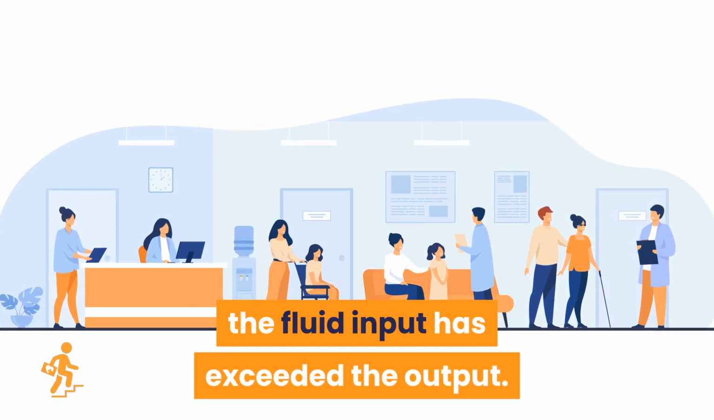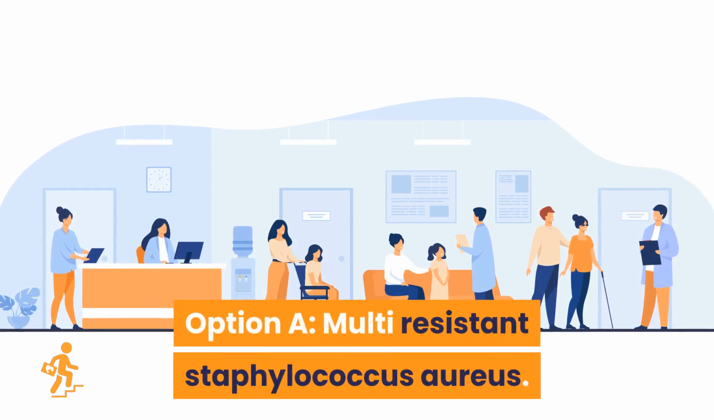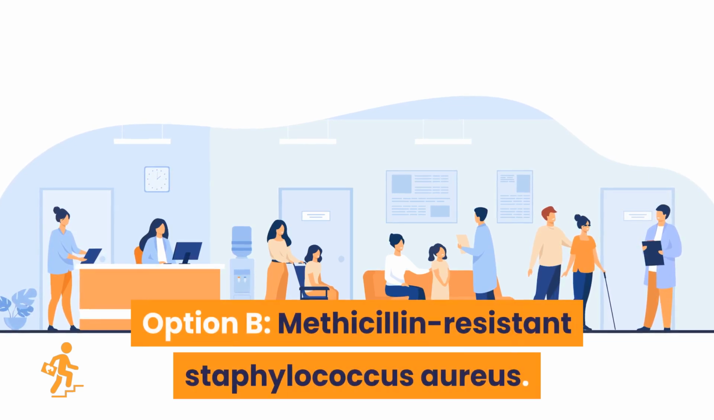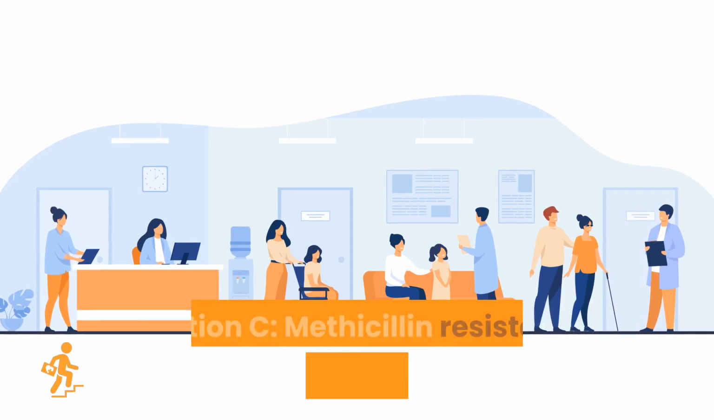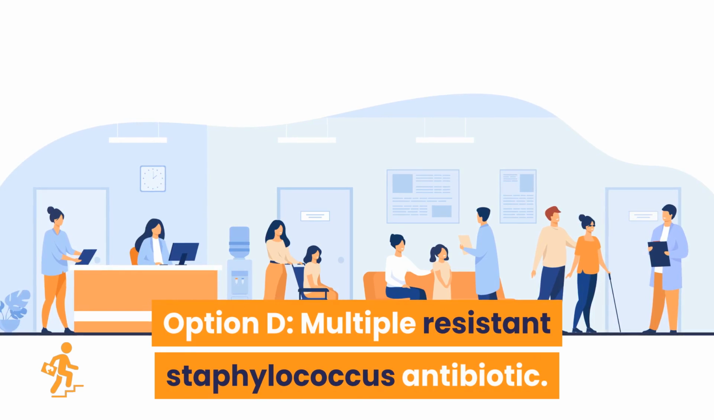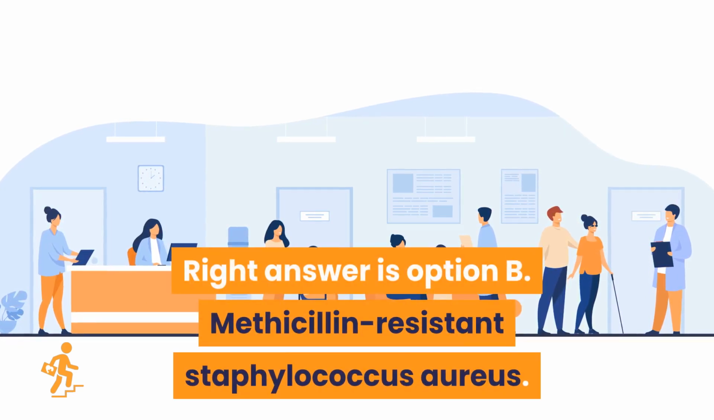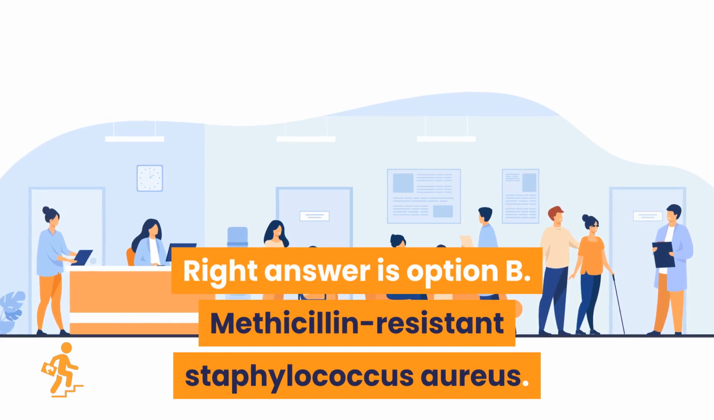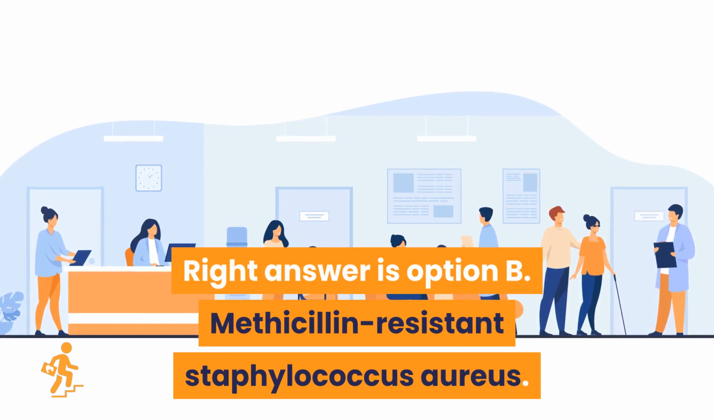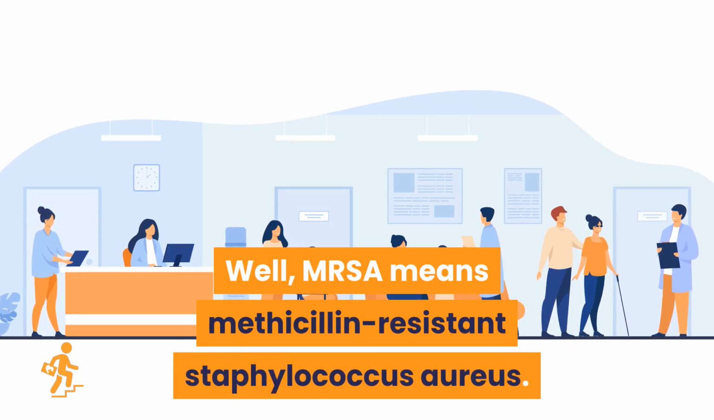Question 7. What do you mean by MRSA? Option A, multi-resistant Staphylococcus aureus. Option B, methicillin-resistant Staphylococcus aureus. Option C, methicillin-resistant Streptococcus aureus. Option D, multiple resistant Staphylococcus antibiotic. Right answer is option B, methicillin-resistant Staphylococcus aureus. Well, MRSA means methicillin-resistant Staphylococcus aureus.